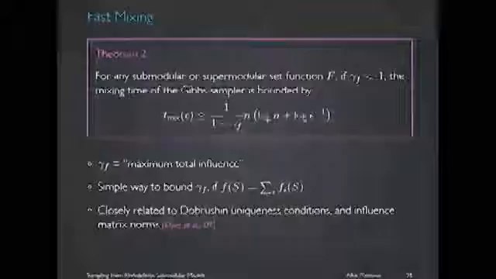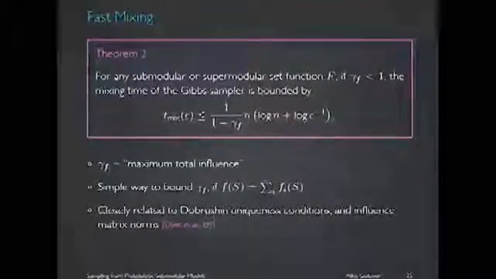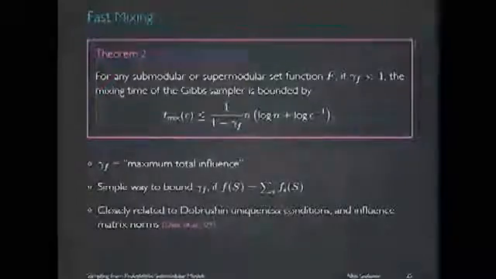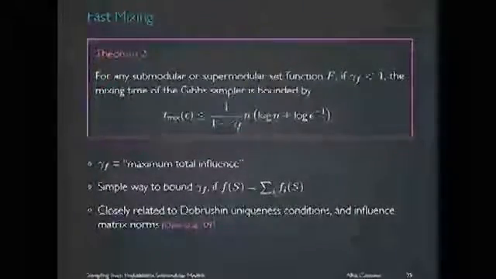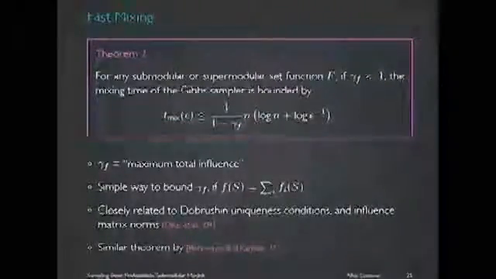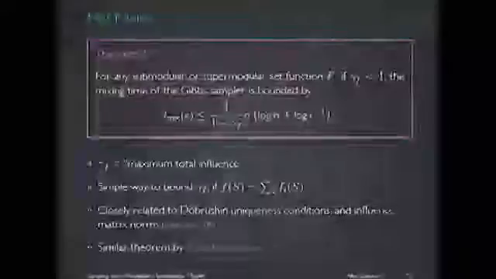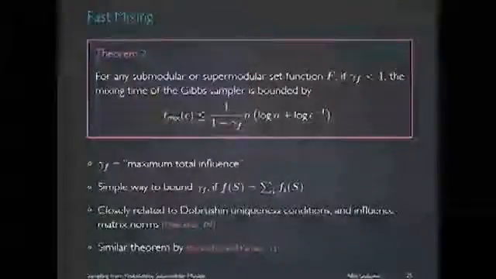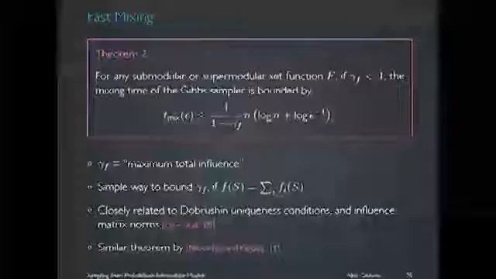Now, for people who are familiar with these concepts, this kind of theorem is closely related to what are called Dobrushin conditions for uniqueness of Gibbs measures, and also closely related to influence matrices and their norms. Furthermore, Rebeschini and Karbasi, in contemporary work to ours, showed a similar theorem, which is not directly comparable, but still has a similar flavor to this theorem here.